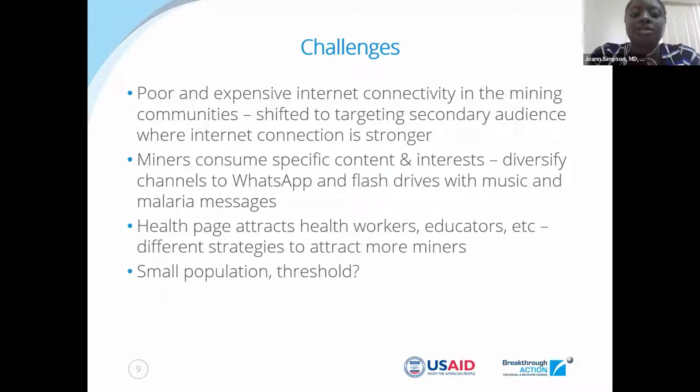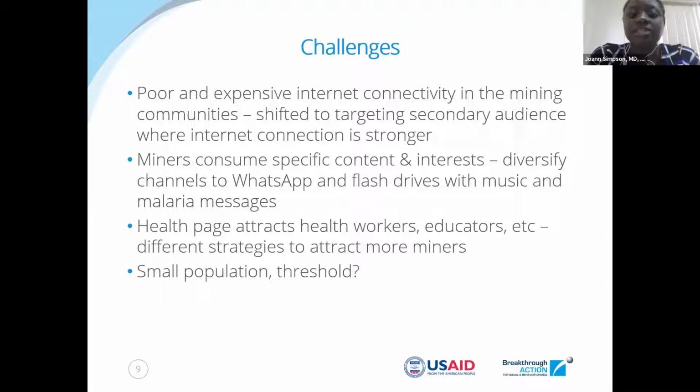Since the Little Mosquito Big Problem page is a help page, it attracts health workers and educators, likely due to Facebook algorithms. So we've had to try different strategies to attract more miners to the page, like using well-known influential miners in the community.